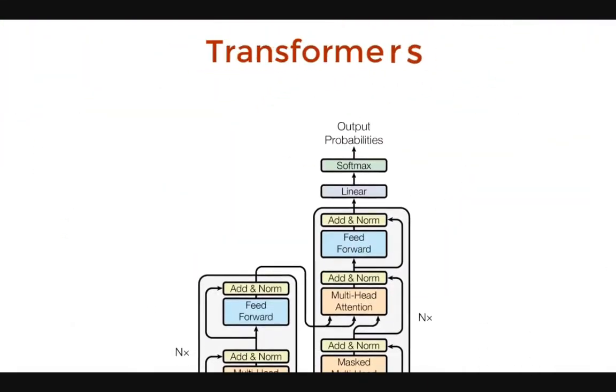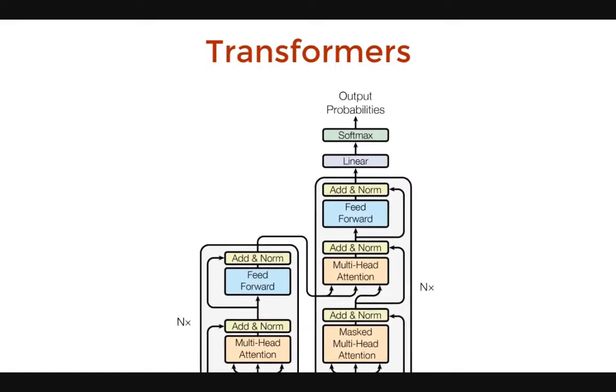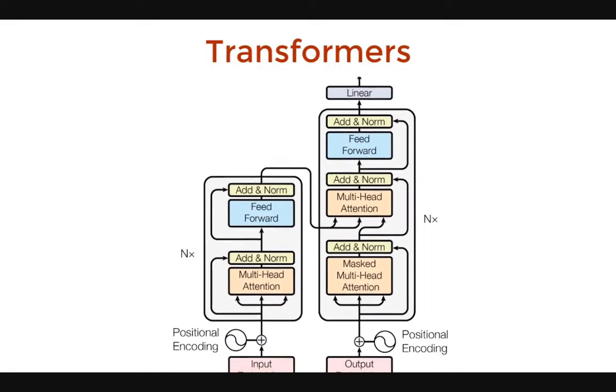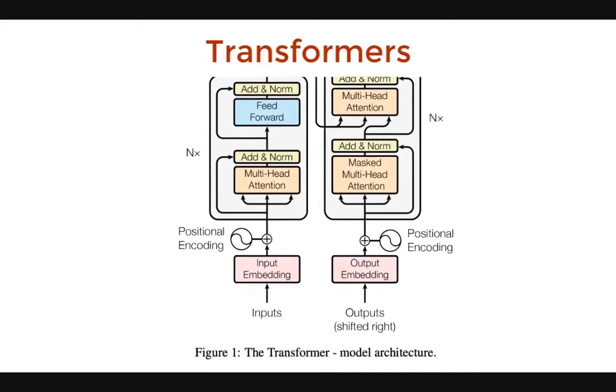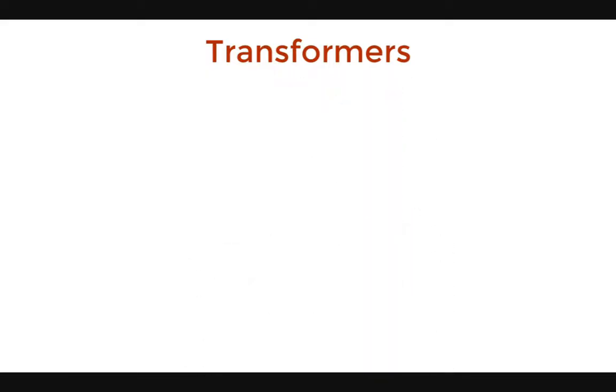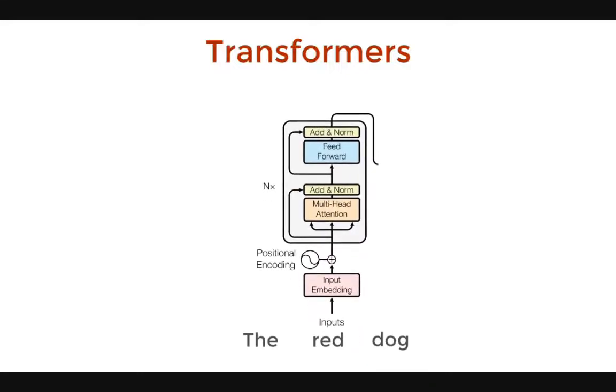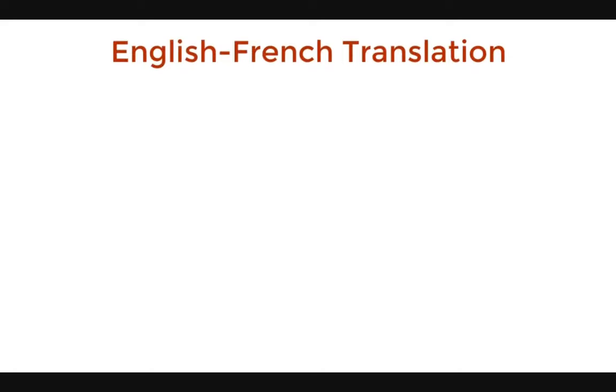In 2017, the Transformer Neural Network architecture was introduced. The network employs an encoder-decoder architecture, much like recurrent neural nets. The difference is that the input sequence can be passed in parallel. Consider translating a sentence from English to French. I'll use this as a running example throughout the video.